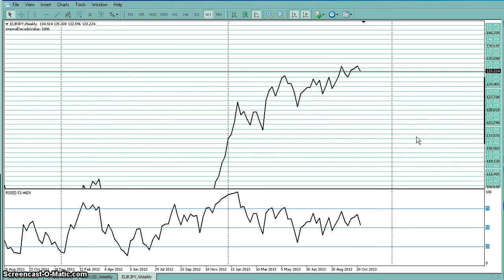All right, we're looking at the euro versus the yen. Put up a 5 period RSI here with 50, 75, and 25, just sliced it into quarters. And using a 5 period RSI just because it's a more dramatic view of RSI.